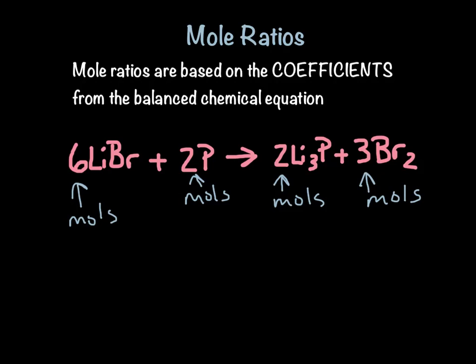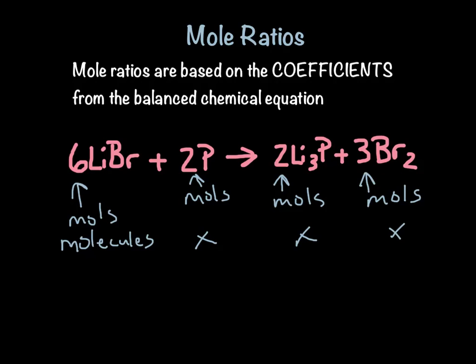So these are mole ratios. Just like the recipe that we were looking at before, we need 6 moles of these to react with 2 moles of these, and we're going to make 2 moles of these and 3 moles of these. We could also think about this as molecules too. This could be 6 molecules if we're on a much smaller level. Remember, moles are 6.02 times 10 to the 23rd molecules. This could be molecules also, and this could be molecules, and this could be molecules.